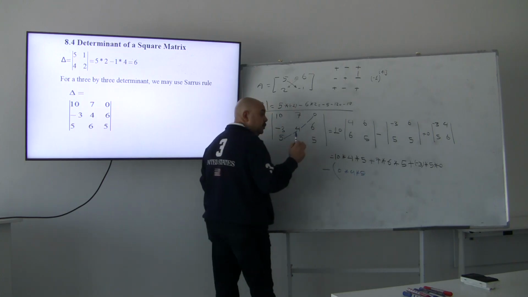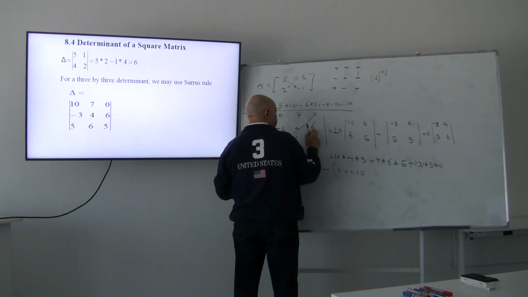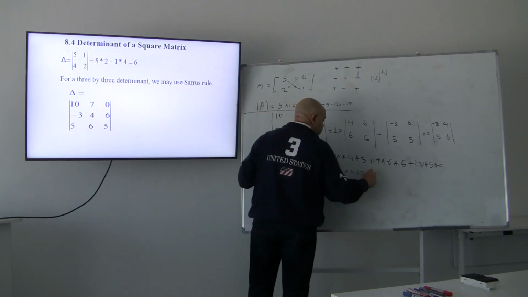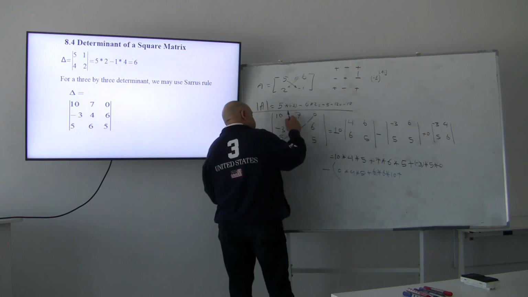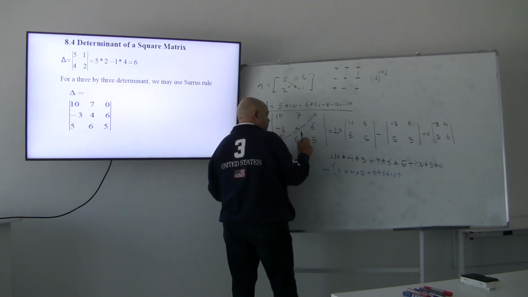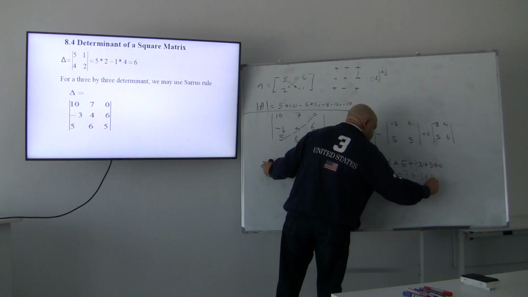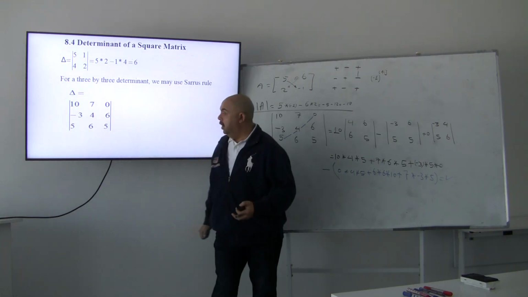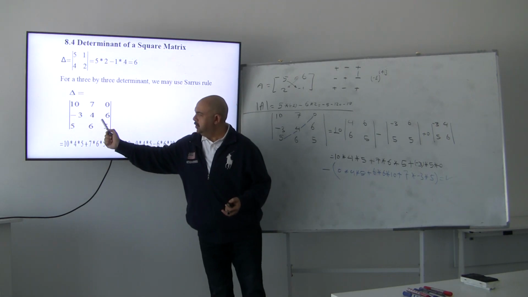But this time I'm using the secondary diagonal. Also, I will get the multiplication of 6 times 6 times 10. So it's going to be plus 6 times 6 times 10. Then plus 7 times negative 3 times 5. And I will get the result of this determinant. So once more, 10 times 4 times 5.